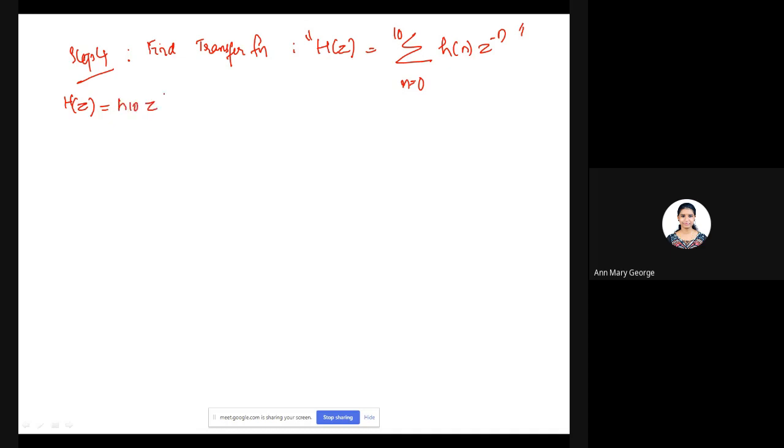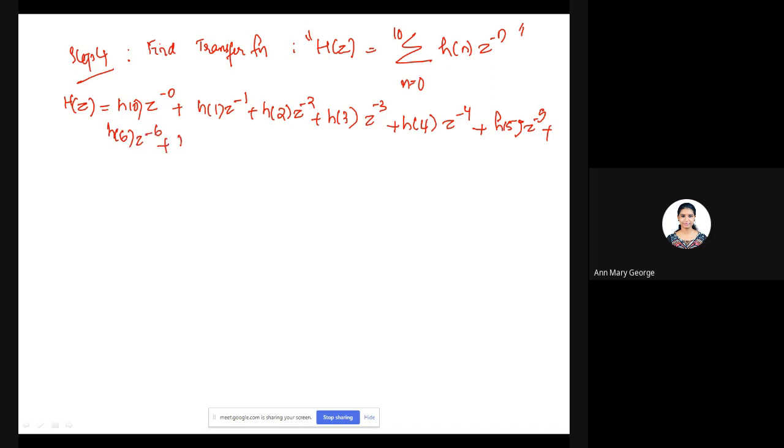h(0) z raised to minus 0 plus h(1) z raised to minus 1 plus h(2) z raised to minus 2 plus h(3) z raised to minus 3 plus h(4) z raised to minus 4 plus h(5) z raised to minus 5 plus h(6) z raised to minus 6 plus h(7) z raised to minus 7 plus h(8) z raised to minus 8 plus h(9) z raised to minus 9 plus h(10) z raised to minus 10. This will be the expression for H(z).